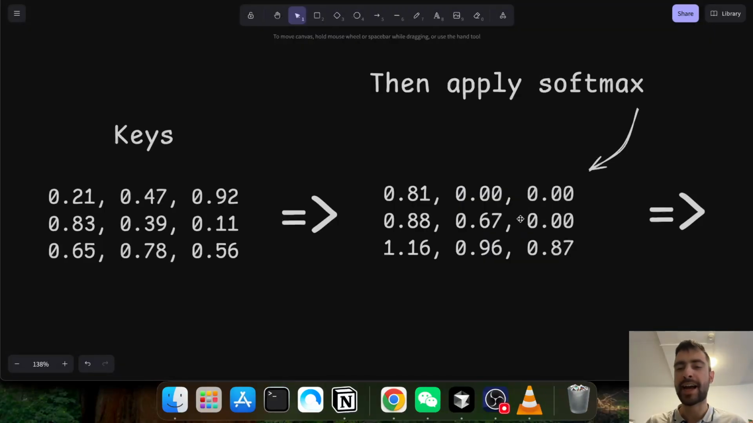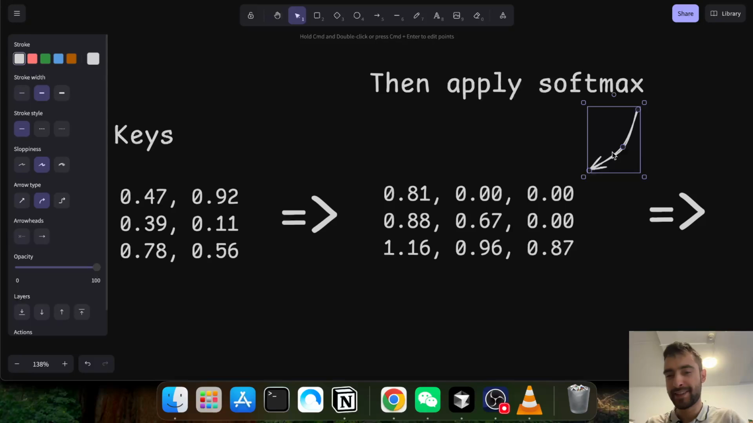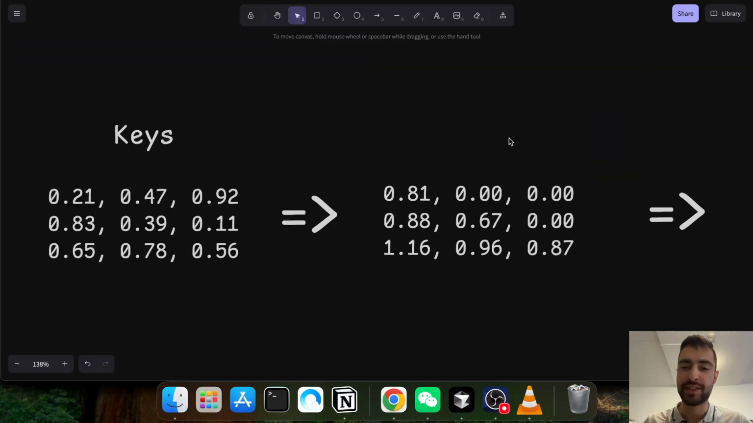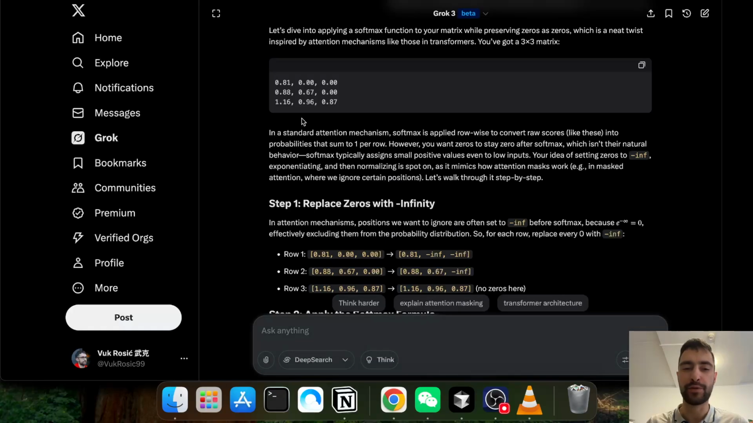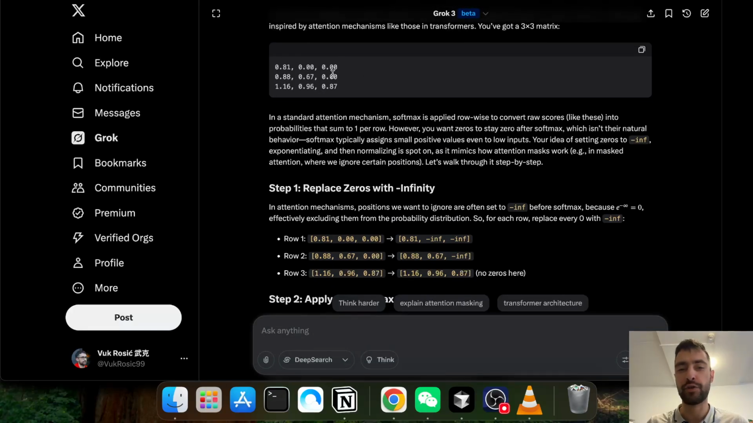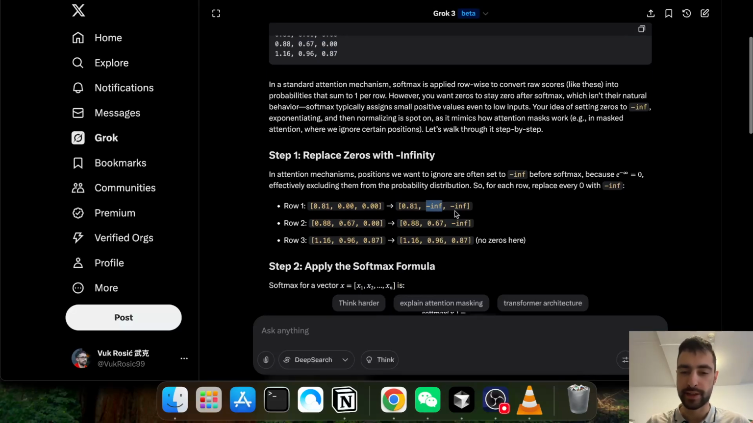How do we make this add up to 1? Let me delete this, then apply softmax. So instead, I just copied this and asked Grok to explain, and Grok actually made really good numbers here that I can show you. This is the matrix that we start with. So we will perform some mathematical trickery, and for this trickery, we will need to set these zeros to -infinity, so our hack works.